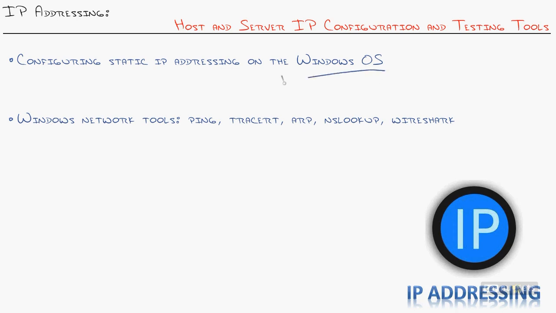So what we're going to do here is, first off, go to a simple concept, which is setting static IP addressing in the Windows operating system. Then we'll go through a gamut of Windows testing tools. I'm going to start with my favorite first, Wireshark.